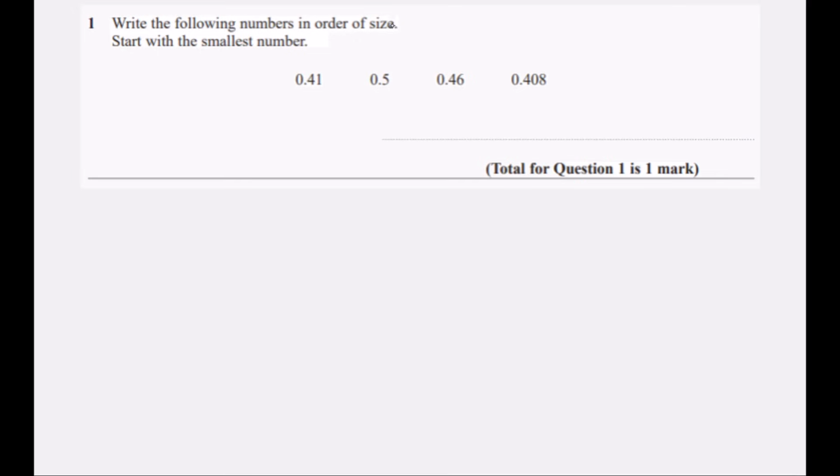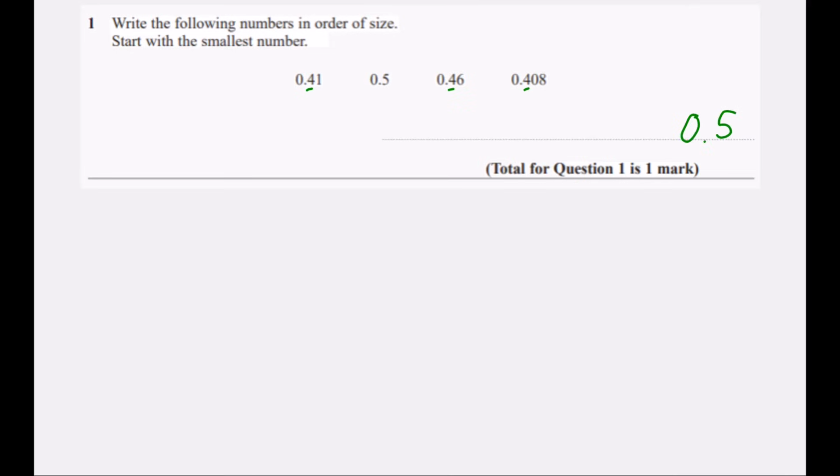So we look at the ones first. They're all a 0. Then next is the tenths. We've got 4, 4, 4, and 5. So 0.5 is the biggest number. That's going to go last. Let's write that in last.